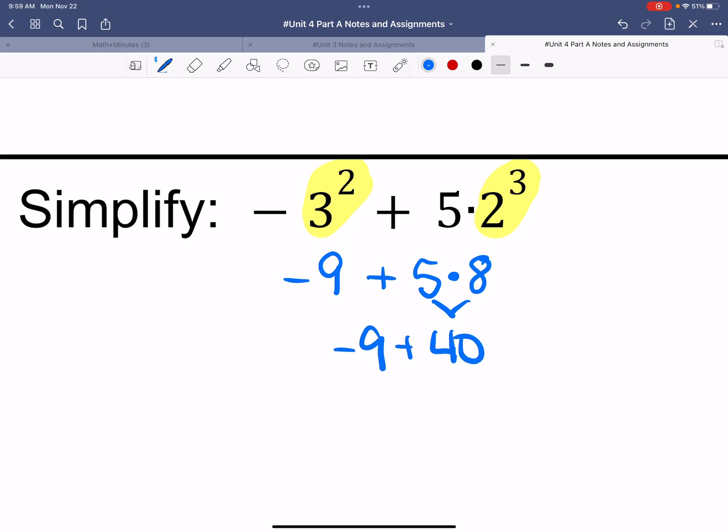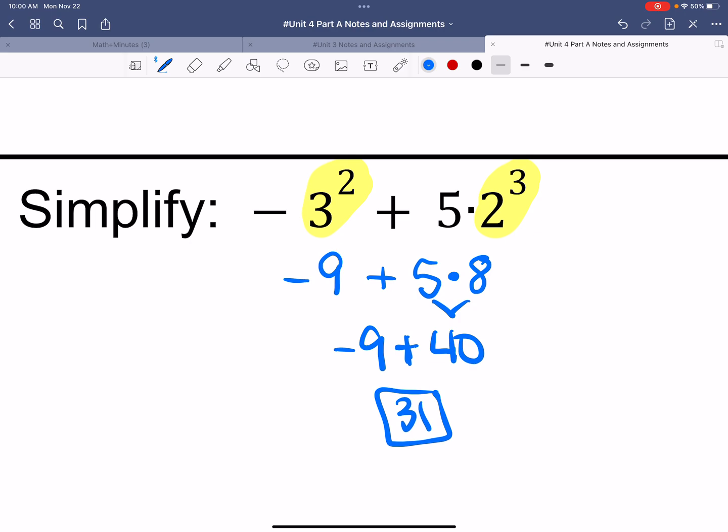And Isabella, can you tell me what you get when you do this last part, negative 9 plus 40? Negative 260. Careful. Negative 9 plus 40? Did you hit the wrong key? I think you hit the multiplication key. I did. Yeah. 31. 31? I can go along with that.